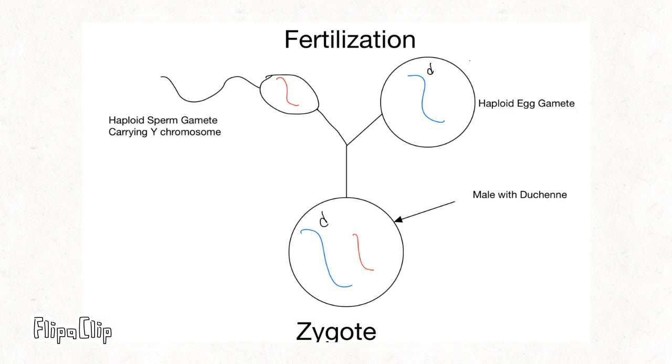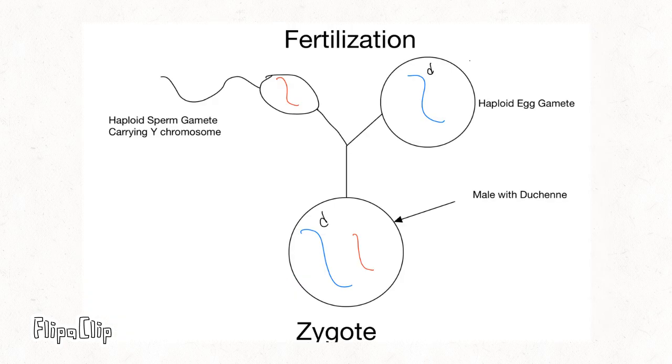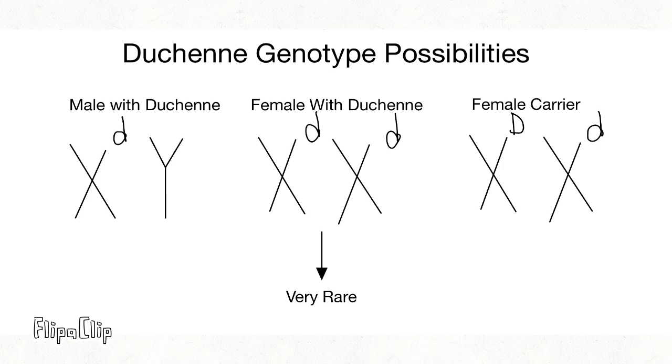This process of fertilization is when 1 haploid sperm gamete from a male is combined with 1 haploid egg gamete from a female. This produces a diploid zygote with 46 chromosomes, 23 from the mom and 23 from the dad. If the female gamete has the recessive DMD gene and the male gamete has a Y chromosome, this will produce a male with Duchenne. However, if the male gamete has an X chromosome with the recessive DMD gene, then it will be a female with Duchenne, which is very rare.